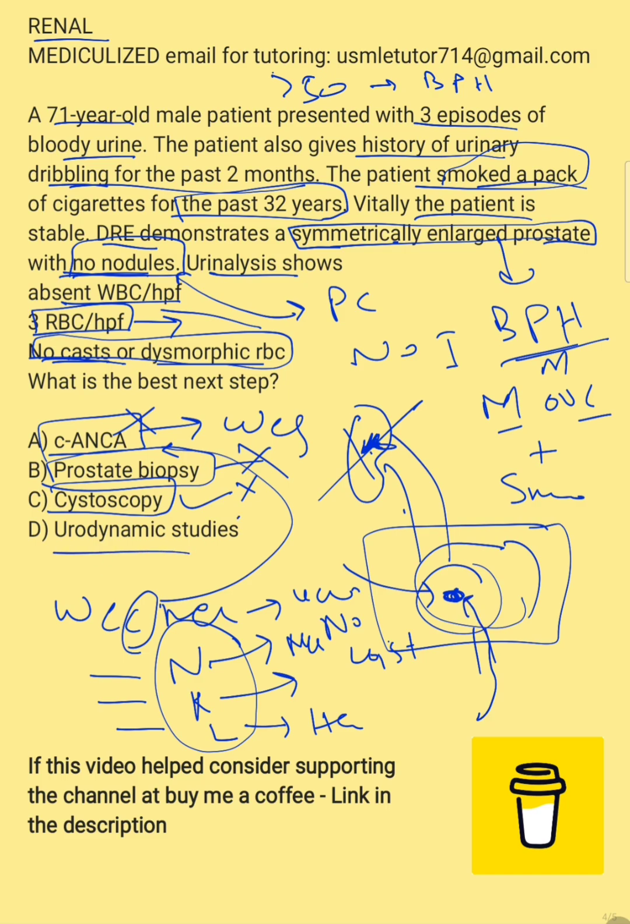So urodynamic study, wrong answer. This is done in order to differentiate different types of incontinences. So if there is a mixed incontinence and you want to know which type is predominant, you can do urodynamic studies for that. So there are some risk factors for bladder cancer.